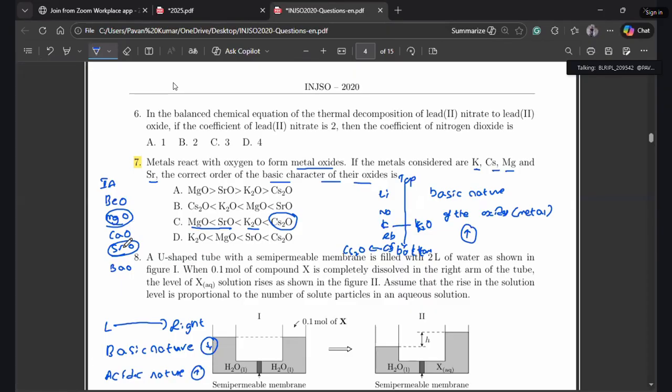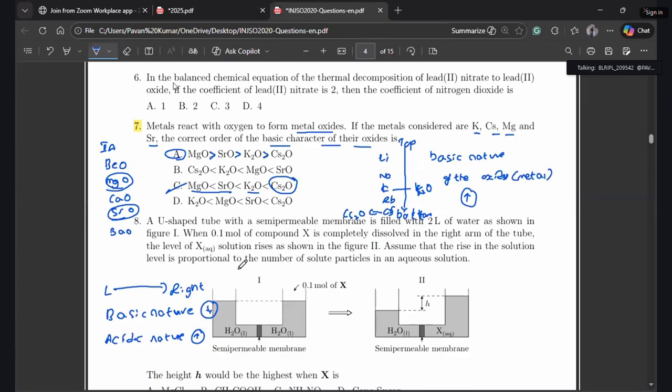So coming to this, magnesium SrO will be less basic than K2O and Cs2O. So my option is C. You got it? But if you see option A, it is completely opposite to this.